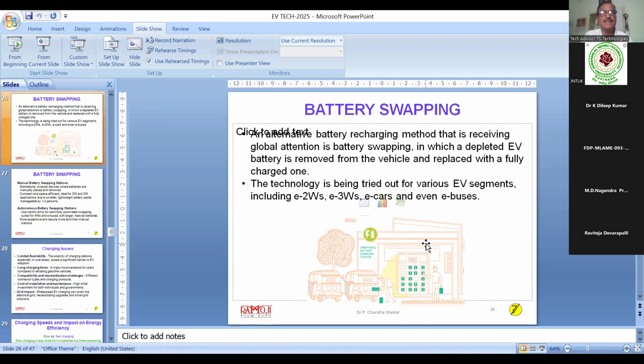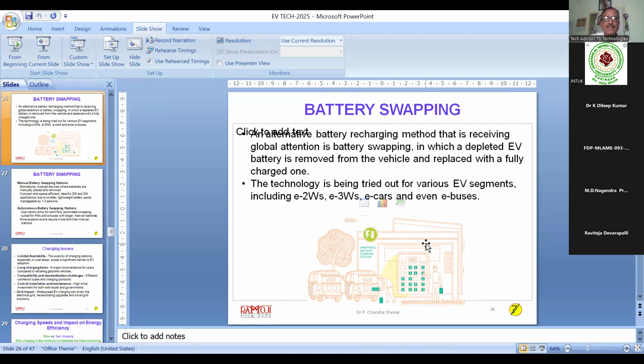Now, the new system is battery swapping. A recharge method receiving global attention is battery swap, in which a depleted EV battery is removed from the vehicle and replaced with a fully charged one. Here there are issues. Suppose I have a vehicle for 5 years, and somebody's vehicle is just new. When I replace the battery, am I going to get a new battery or an older battery? These issues are there, for which India and other countries internationally are coming out with a new solution.